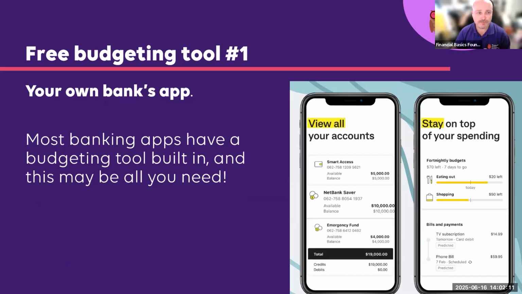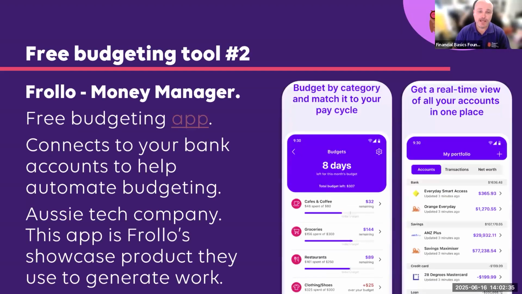So the first free resource to look at is whatever bank you're with, or banks if you're with multiple. Most of them have some sort of app that has a budgeting element to it. Check it out. It might be all you need. You might literally be able to do everything in there that you need to keep track of your income and expenses and make sure that you don't spend more than you earn, and you're sorted. You might even be looking at your bank app right now.